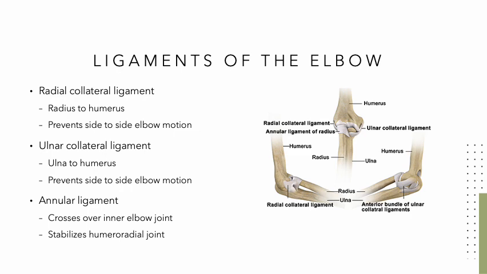So running down each side of your arm, on the elbow, you have a ligament on either side that keeps the elbow from moving side to side. The one on the radial side, or your thumb side, is your radial collateral. And the one on the inside, or your pinky side, is your ulnar.